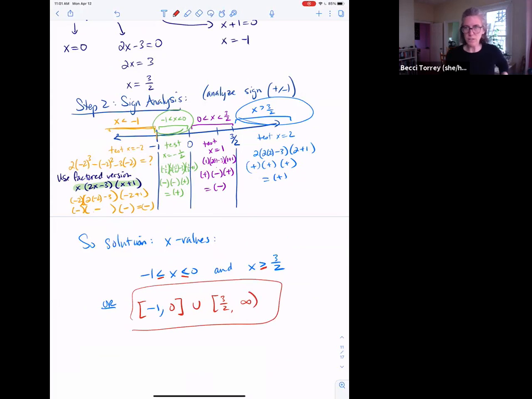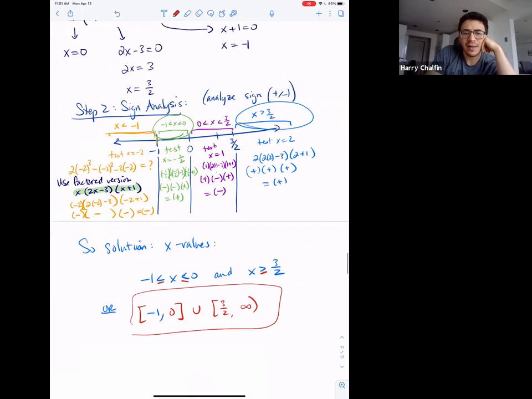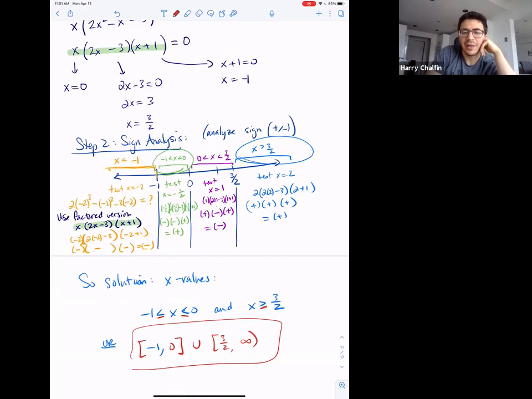So this is our answer. Any x values between -1 and 0 will solve our inequality, and any x values that are bigger than or equal to 3/2 will solve our inequality. I'm still confused though. Like the first x is less than -1. So when that is a negative, how is that not okay again?